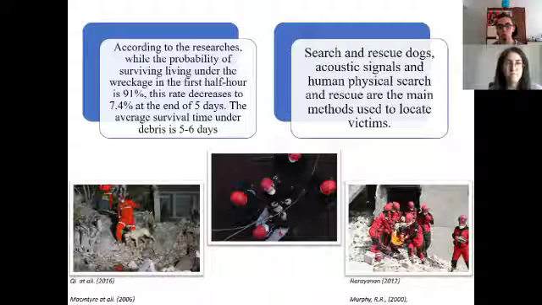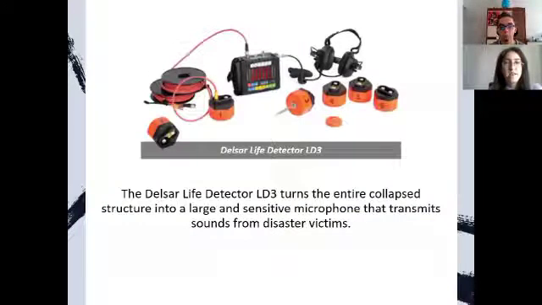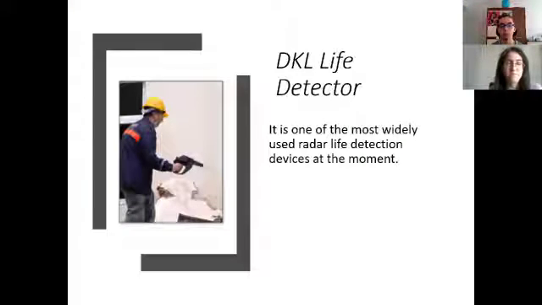Search and rescue dogs, acoustic signals, and physical search and rescue with humans are the primary methods used to locate disaster victims. An example of a seismic acoustic listening device is the Digital Life Detector LD3. The Digital Life Detector LD3 transforms the entire collapsed detector into a large, sensitive microphone that transmits sounds from the disaster victims. The KL life detector is currently one of the most widely used radar life detection devices.